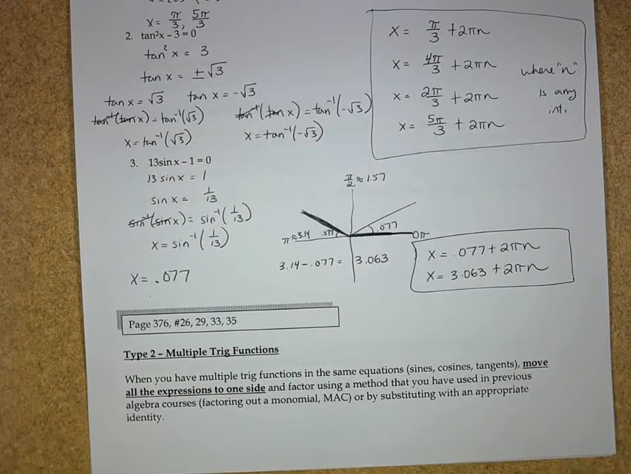The second type of trig equation that we want to look at is when you've got multiple trig functions within the same equation. When this occurs, we want to move all expressions to one side and factor. We did the MAC factoring, factoring by grouping, and factoring on a monomial, all those different things earlier in section 5.1 and 5.2. That's what we're going to need to apply here.